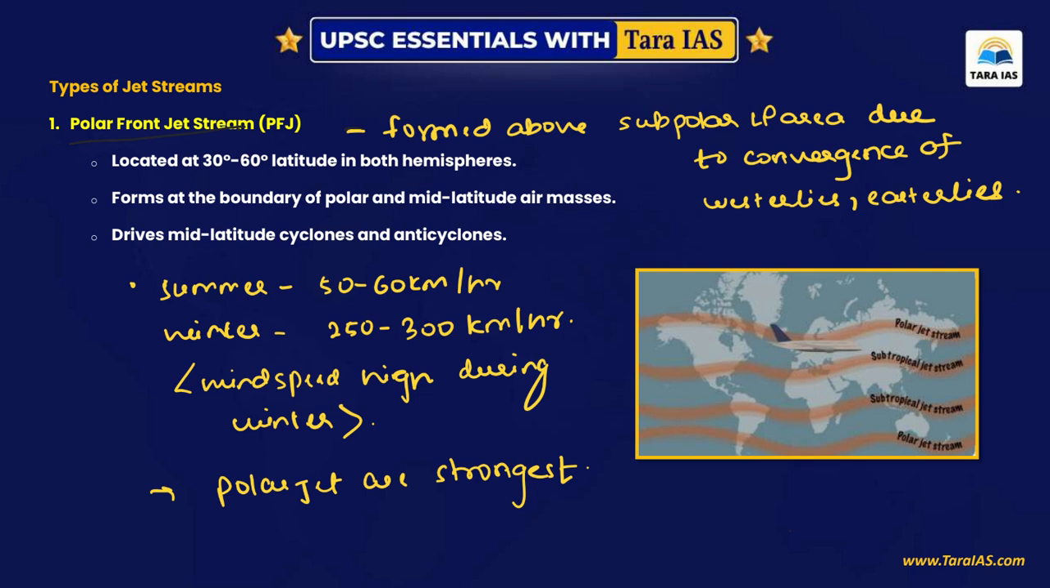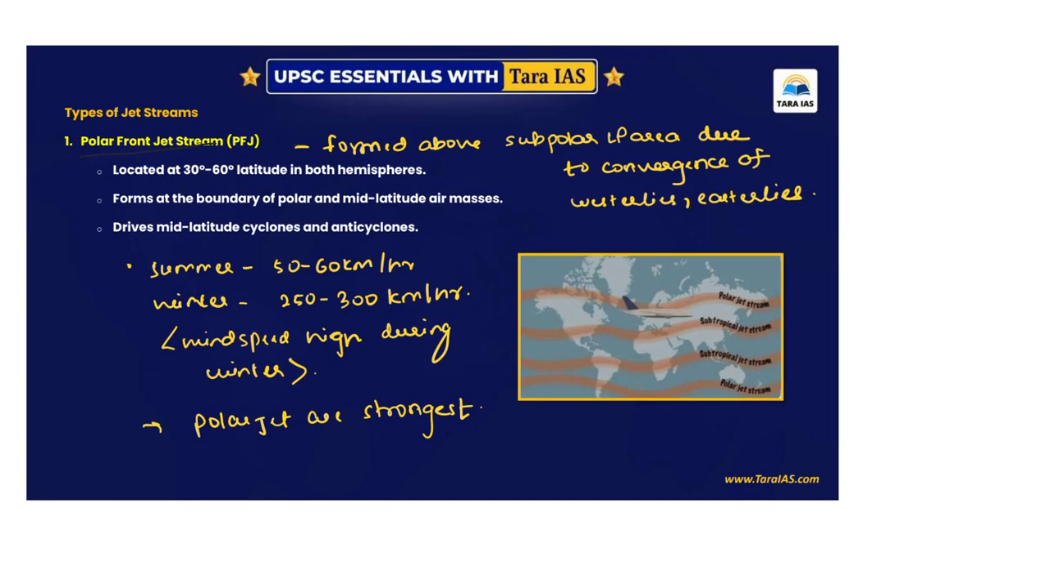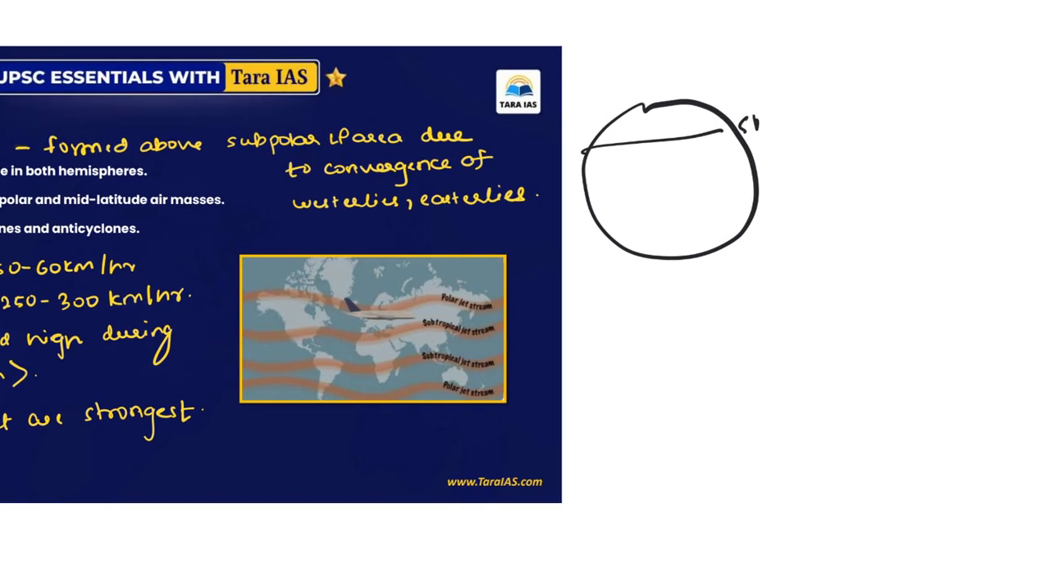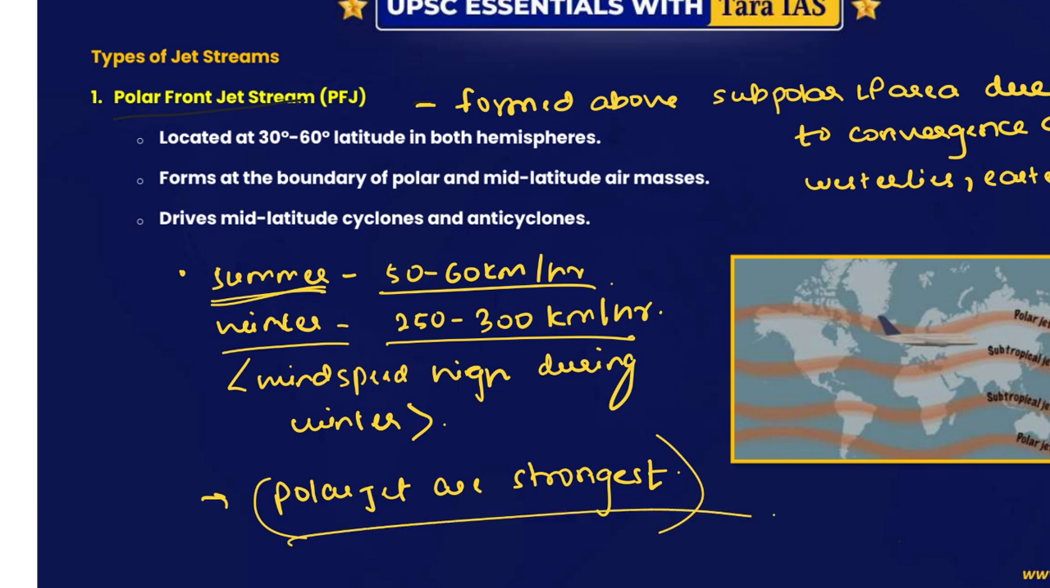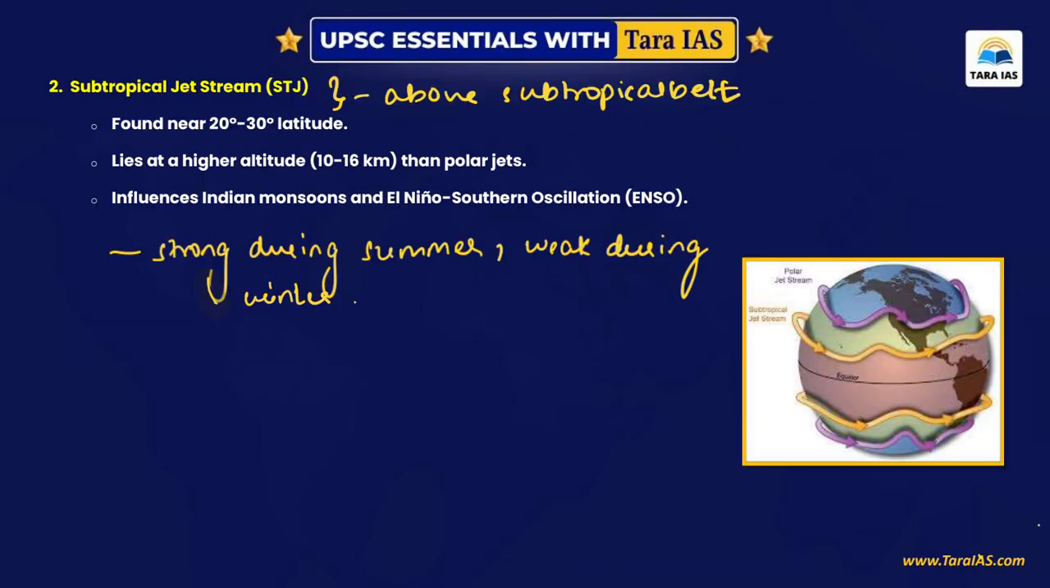So where is the polar front jet stream formed? In the subpolar low pressure, when a warm air mass from the subtropical high pressure and a cool air mass from the polar high pressure belt converge, that's when we have the polar front jet stream. These move 50 to 60 kilometers in summer, whereas in winter they move at a higher speed. Polar jet streams are the strongest among all the jet streams, right? This brings mid-latitude cyclones, which are determined by the presence of the polar front jet stream.